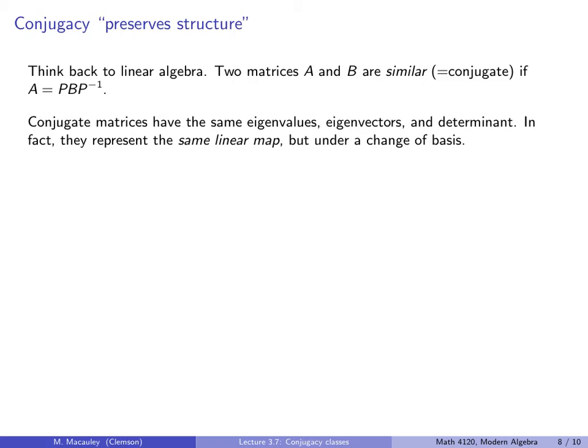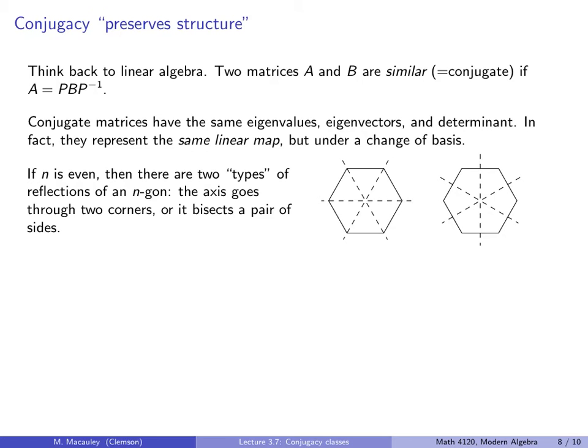If n is even, then there are two types of reflections of an n-gon. In one type, the axis of reflection goes through two corners, something like this. So when n equals 6, there are 3 such reflections. And then there are 3 reflections of the other type, when the axis bisects a pair of sides, like these 3 reflections here. Now notice how in D_n, conjugate reflections have the same type.